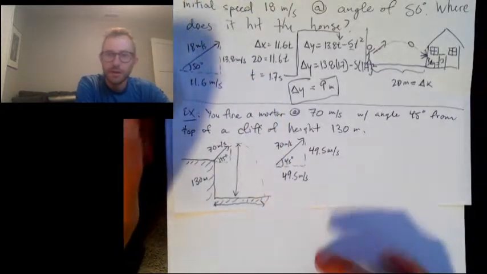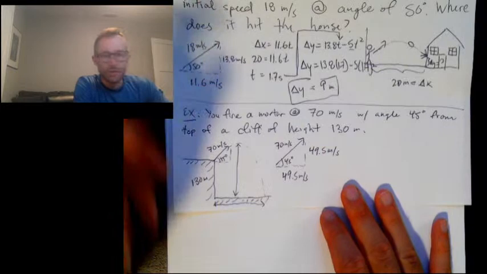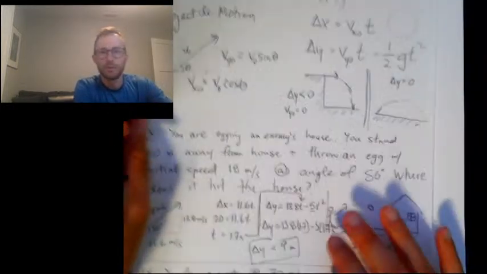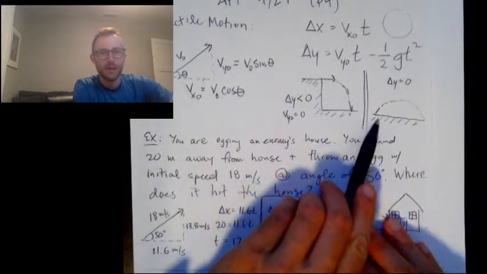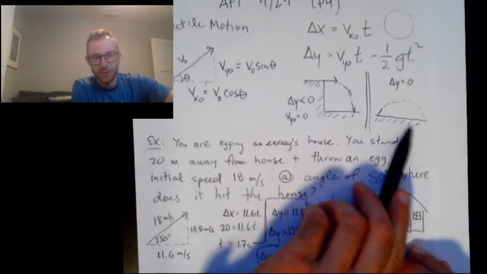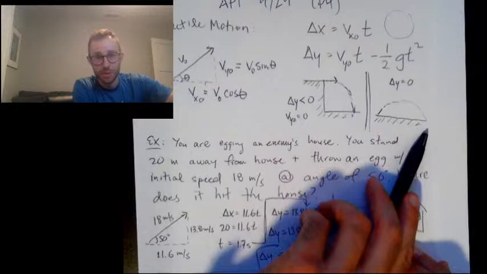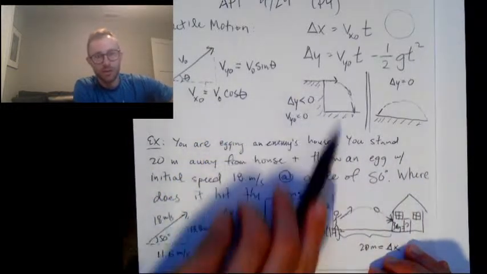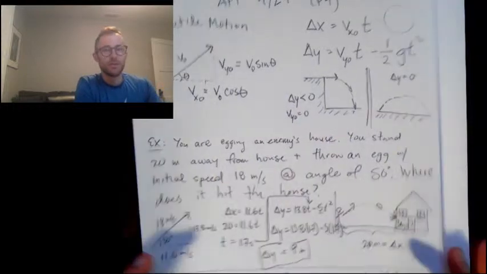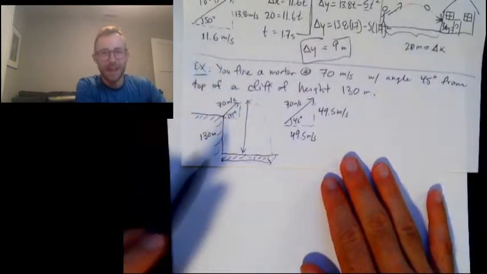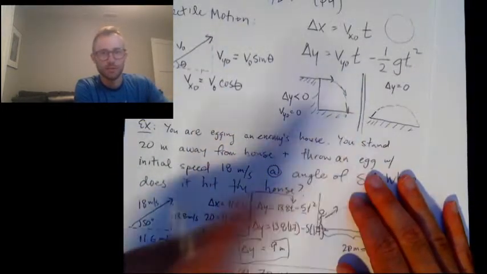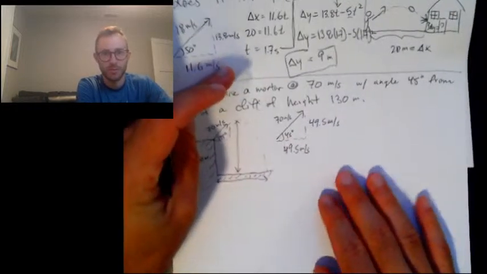One thing I want to note is that this problem mixes both of these problems. Here we had an angled launch across a level surface. Here we had a horizontal launch off a cliff. So for this problem, we have an angled launch off a cliff. So this is kind of a mixture of these two problems. That's why I do this problem last.